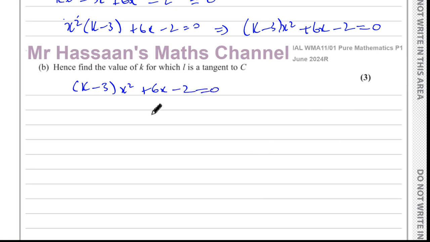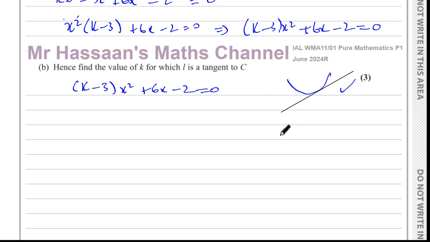Now the number of solutions of this equation will tell us how the line and the curve are related. If the line doesn't meet the curve, then this equation will have no solution. If the line cuts the curve in two places, then this equation will have two separate different solutions. But if the line is a tangent to the curve, then there will be one solution, you can say a repeated root. And that's the case that we're looking for.